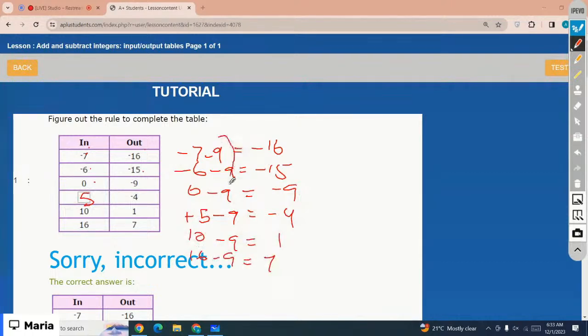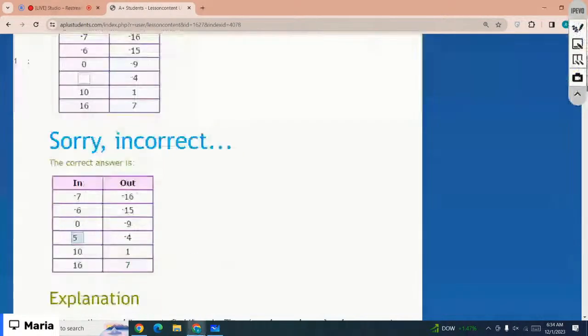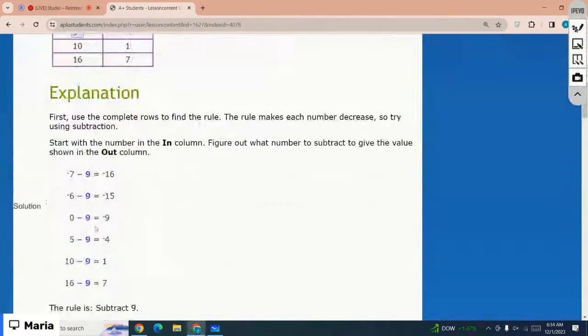So that means the rule is -9. From every input value, you have to subtract 9 so that you can have the output value. You are subtracting 9 from each input value, you can see here. So the rule is you have to subtract 9. Got it? Let's just start with the test questions.